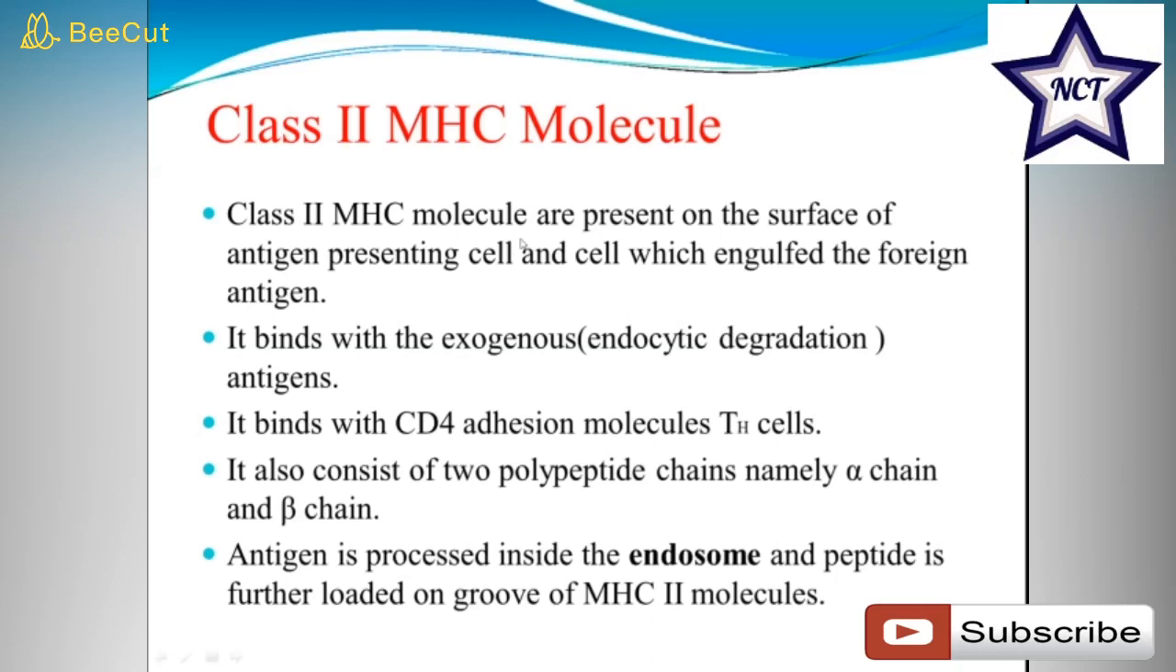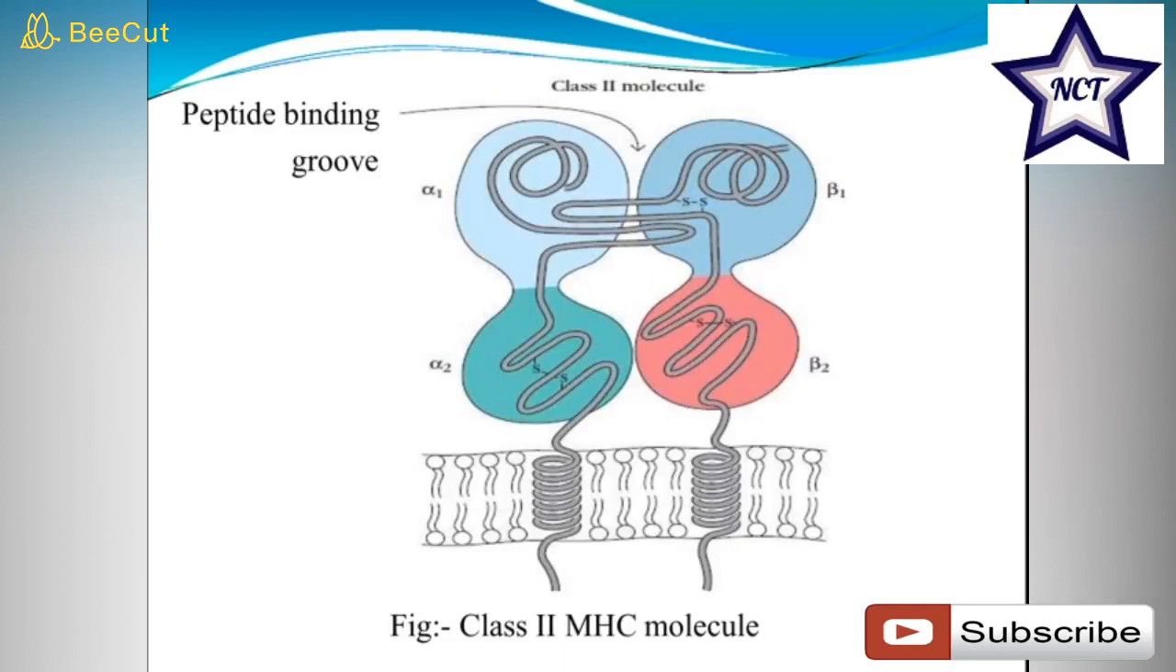Next is class 2 MHC molecule. In class 2 MHC molecule, there are two different domains: one is the alpha domain and the other is the beta domain. There are alpha 1 and alpha 2 chains in the alpha domain, and beta 1 and beta 2 in the beta domain. The alpha domain is 33 kilodaltons and the beta domain is 28 kilodaltons.